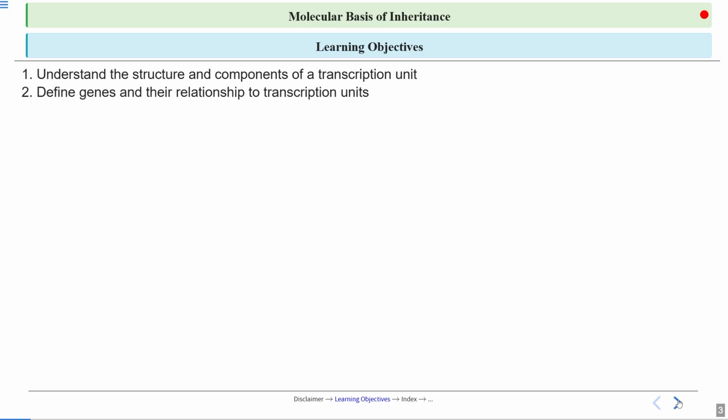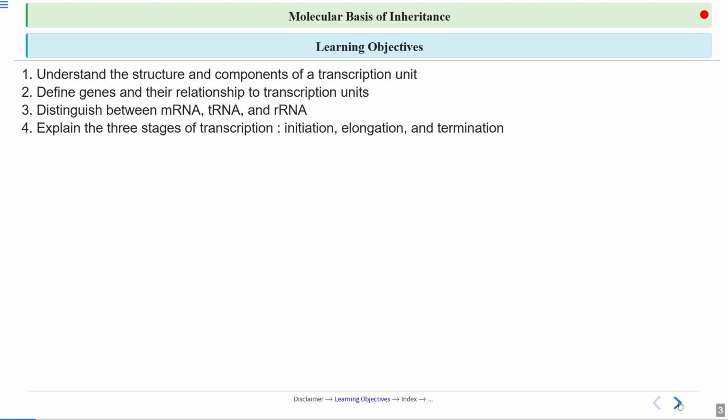Then we will define what genes are and their relationship to these transcription units. Then we are going to talk about different RNAs, that is, what is mRNA, what is tRNA, and what is rRNA, and which RNA polymerases help in transcribing these RNAs. We're going to talk about everything.